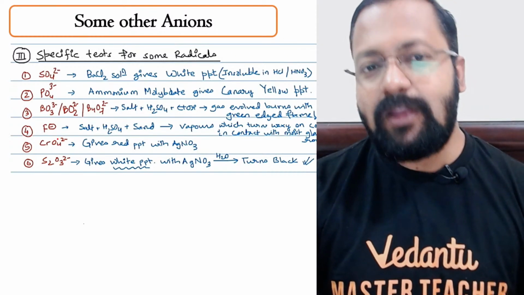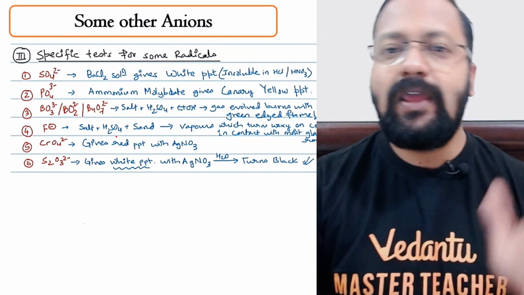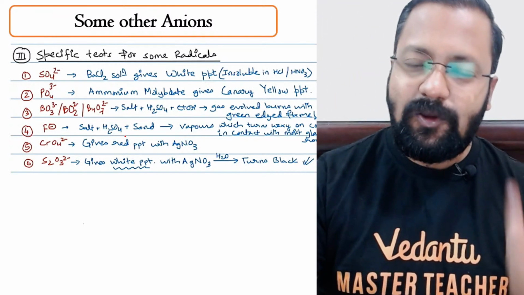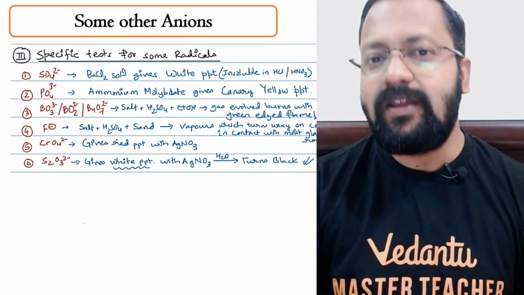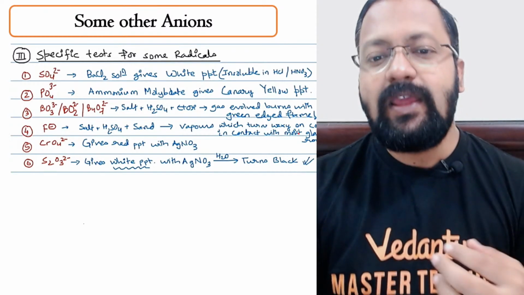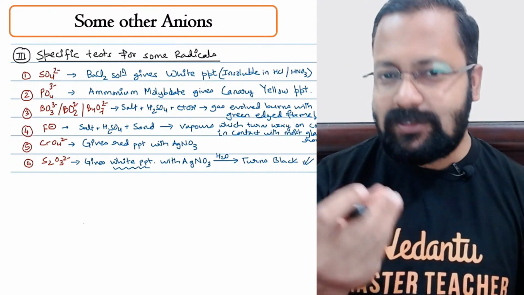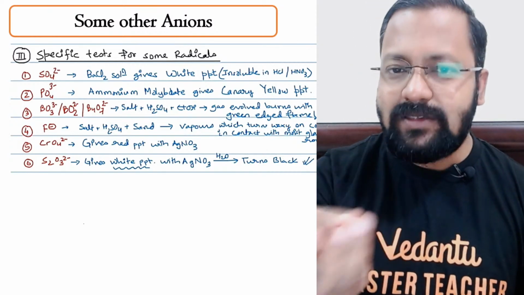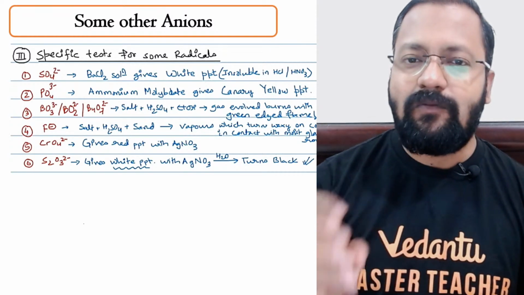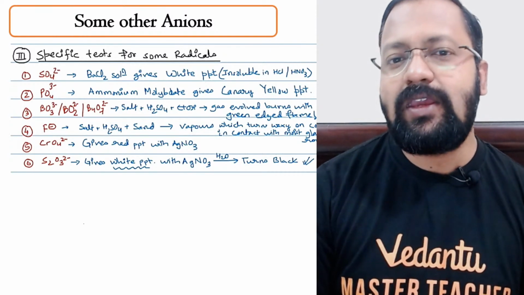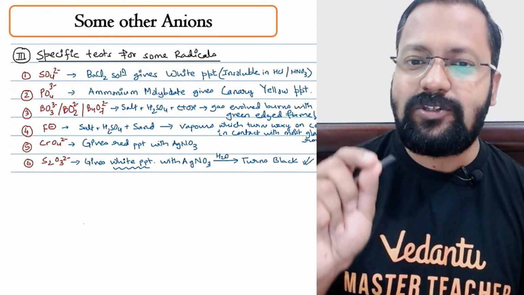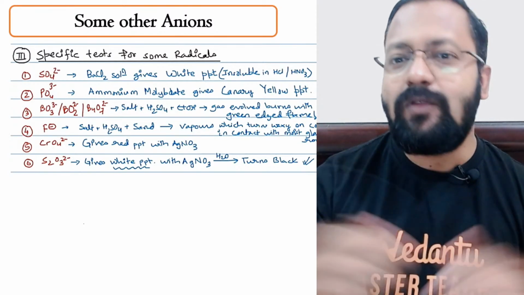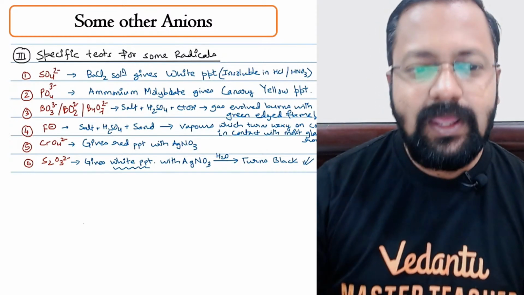Fluoride test is similar. We take H2SO4 and we take sand, in a test tube. The gas which is evolved turns waxy. It gives a waxy or whitish consistency when it comes in contact with a glass rod which is dipped in water, or a moist glass rod.